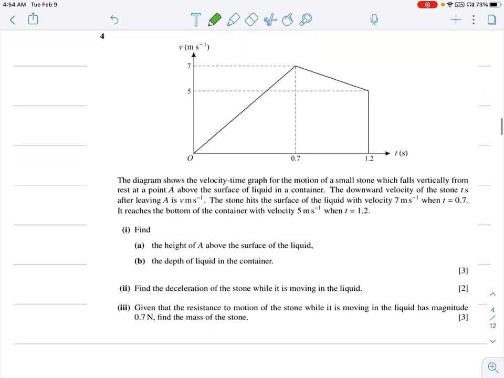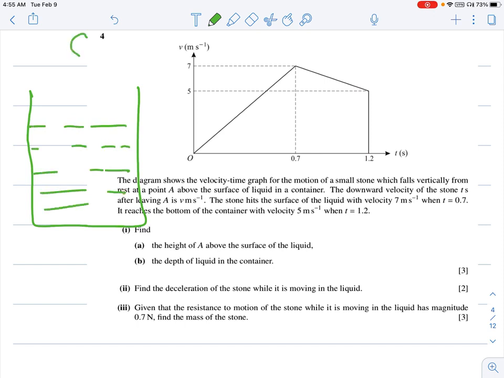Question number 4. The diagram shows the velocity time graph of the motion of a small stone which falls vertically from rest above the surface of a liquid. So let us draw a rough diagram. It's like this. This is a liquid. The body is falling from here, from the top, a height of h. I don't know what the height h is.